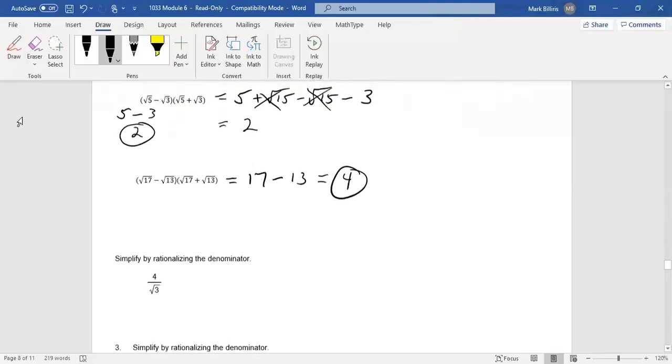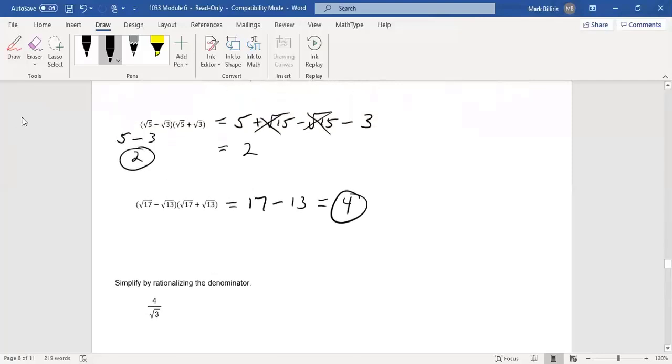So I need to get rid of the radical sign in the denominator. And we know that when we multiply this by itself, it removes the radical sign. So in the numerator, I have 4 times the square root of 3, which is 4 square roots of 3. And in the denominator, when I multiply a square root times itself, it removes the radical sign. Now, if I could reduce, I would.